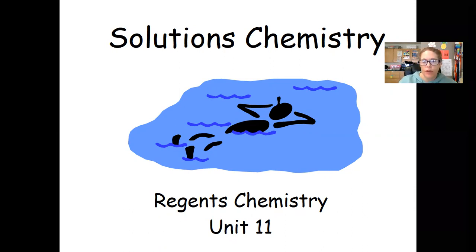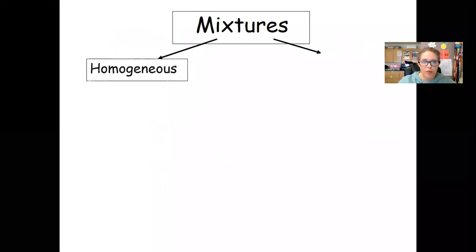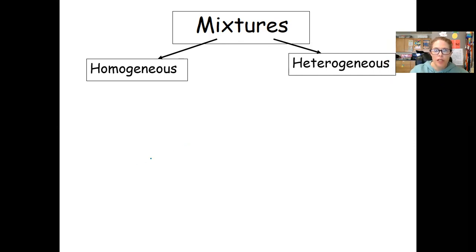So some of this will be a review from our matter and energy unit from the beginning of the year. So we're going to start off by talking about mixtures. We have two kinds of mixtures. We have a homogeneous mixture and we have a heterogeneous mixture. So if you remember your prefixes, the prefix homo means the same and the prefix hetero means different, right? So we have something the same, something different that deals with a mixture.